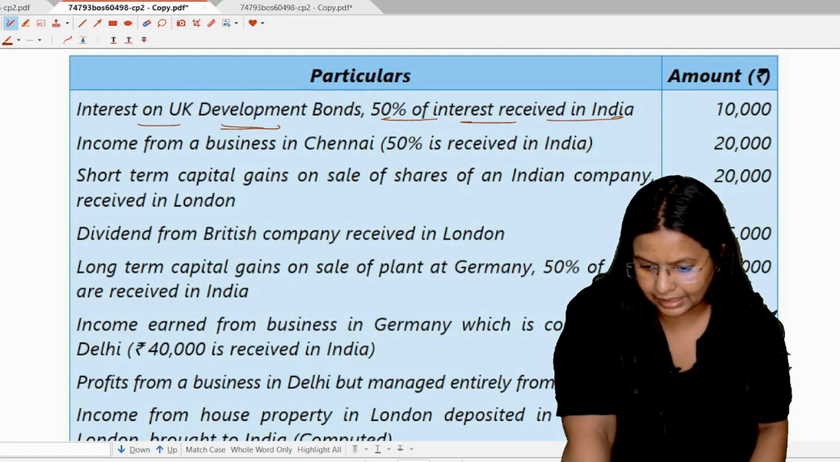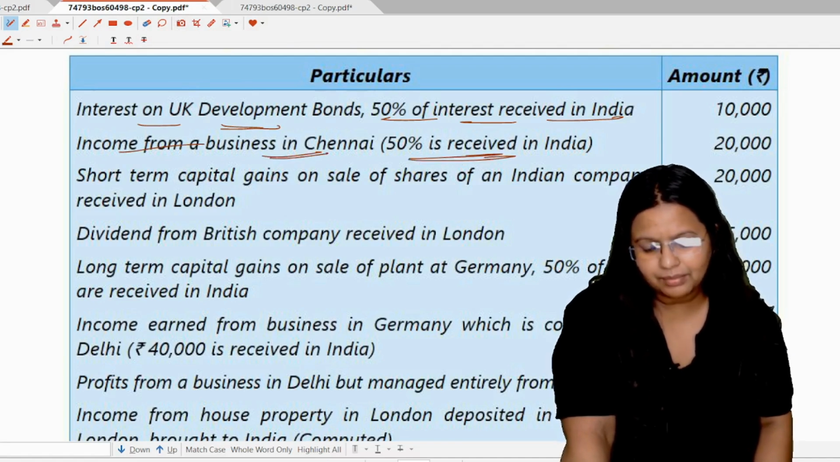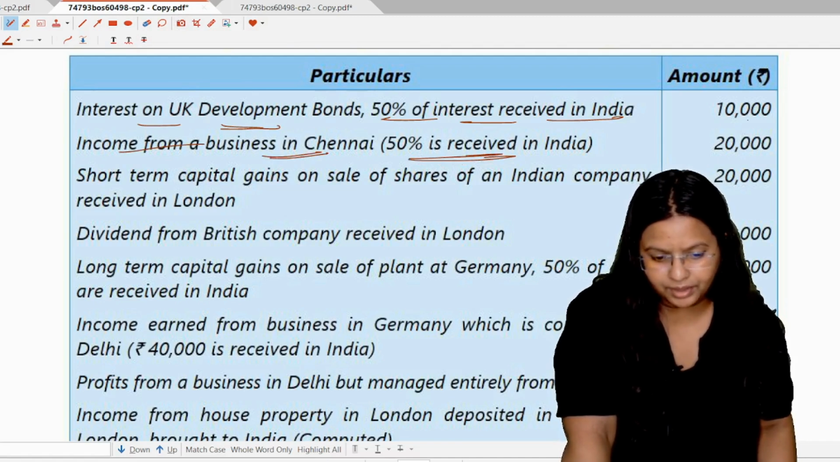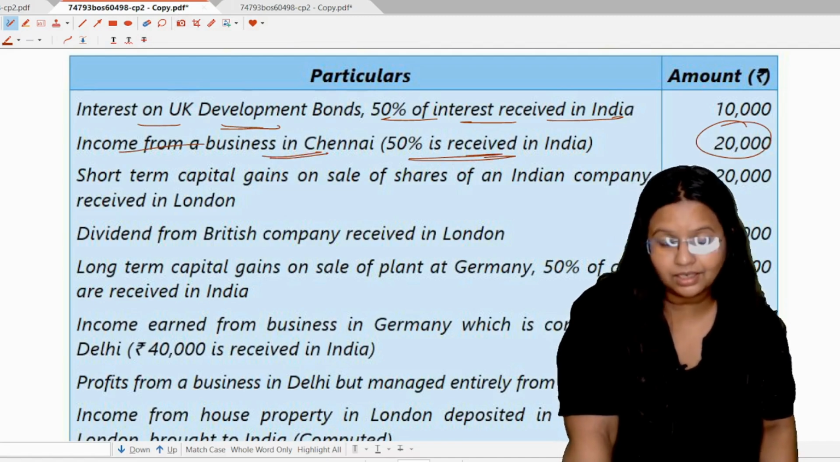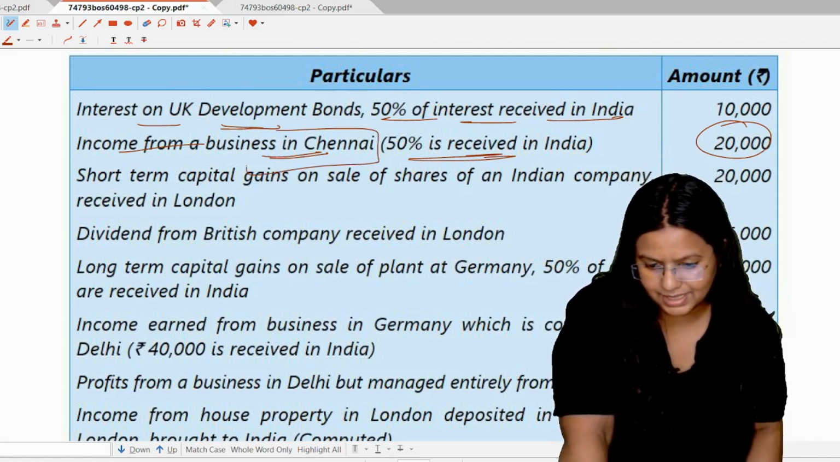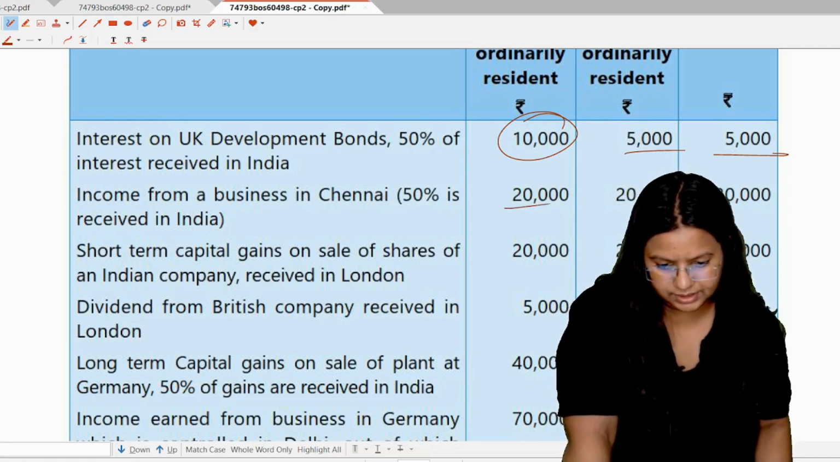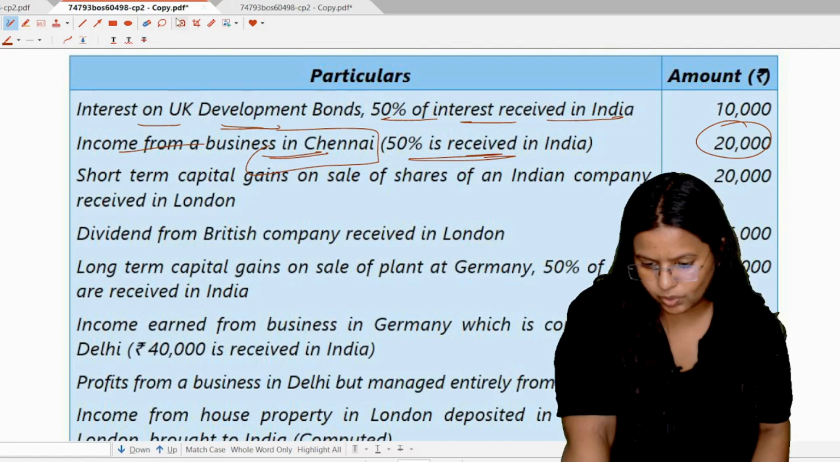Next point, income from a business in Chennai, 50% received in India. For the resident ROR, 20,000, 100%. For NOR and NR too, not 50%, students, because the accrual point is in India now. So the complete 20,000 will be taxable for all the persons. Here it is. Okay.